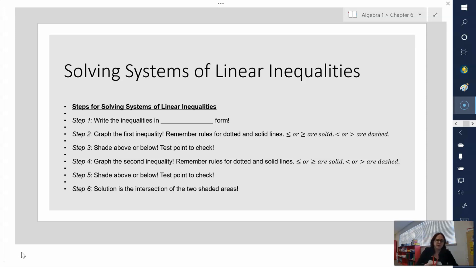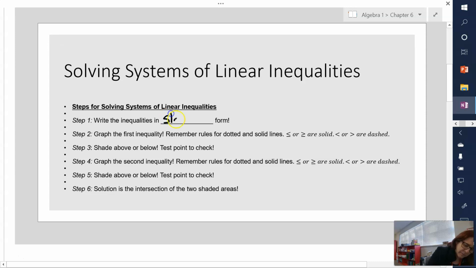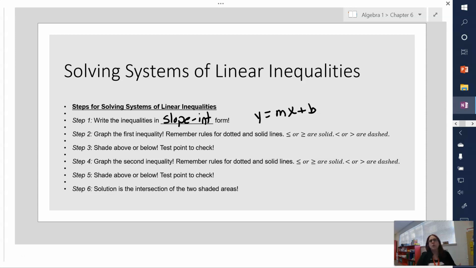So here's the step-by-step process we're going to do. First thing you want to do is write the inequalities in slope-intercept form, which looks like y equals mx plus b. Then we're going to graph the first inequality. Just like last time, we're going to follow the rules about whether it's a dotted line or a solid line. Then we shade above or below and use a test point to make sure you're shading in the right area.